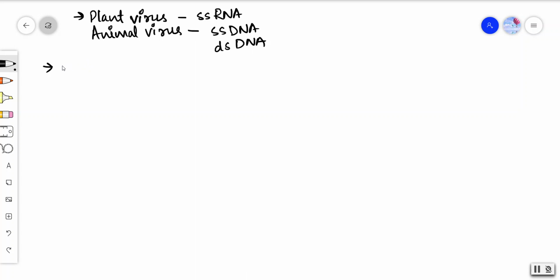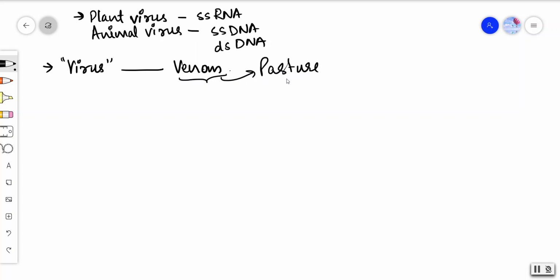Now, the term virus is derived from venom, which means poison. Okay, and this is given by Pasteur. The term virus is derived from the word venom. And this is given by whom? Pasteur. Okay, he gave this term.